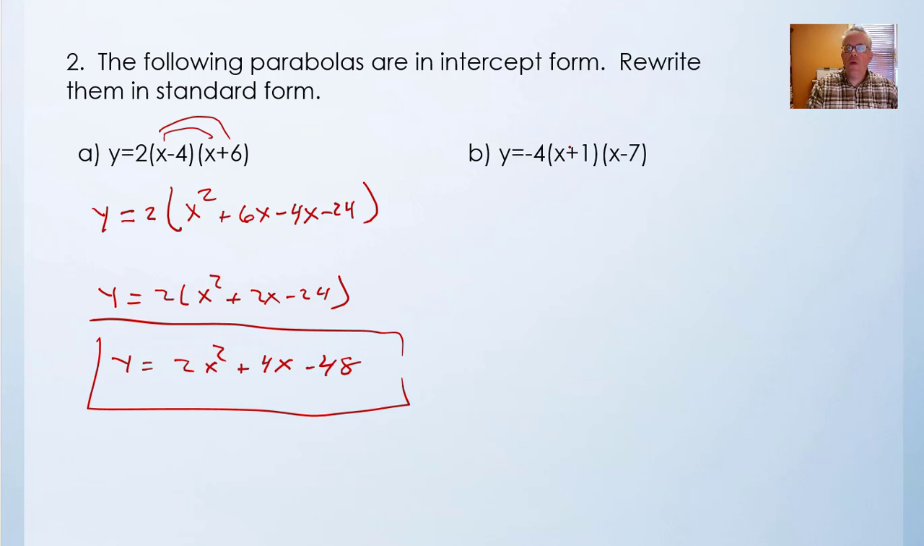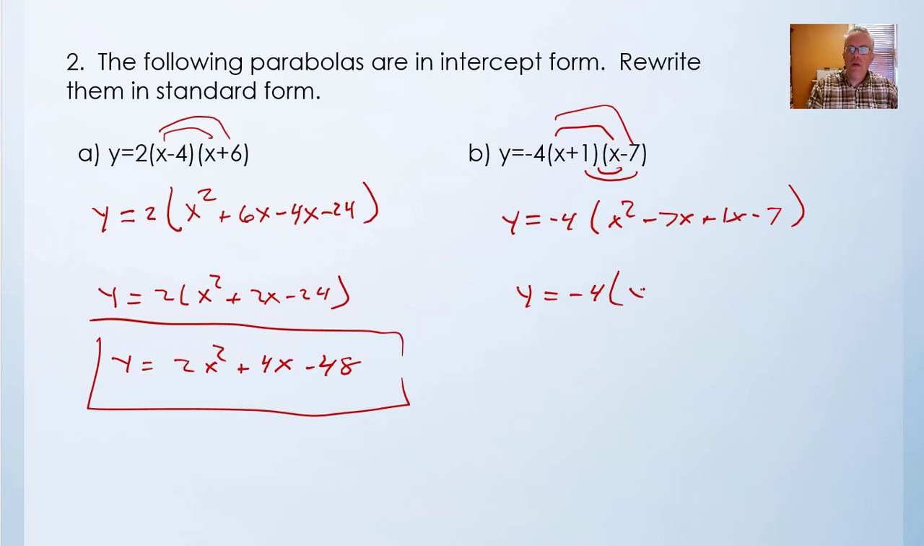So here, we're going to multiply these first and multiply everything by negative 4. So we get y equals negative 4. Here we go. X times x. X times minus 7. 1 times x. And 1 times negative 7. So we get negative 4, x squared minus 6x minus 7. And if we multiply by negative 4, we get negative 4x squared plus 24x plus 28.